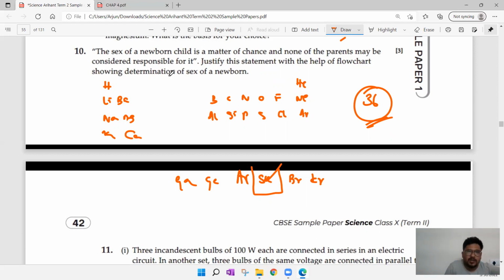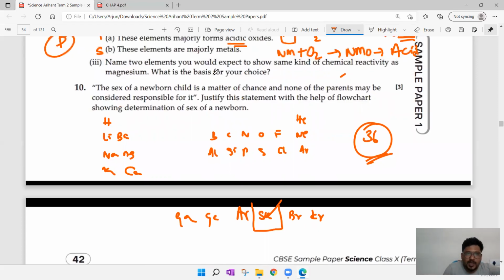Okay, leave it. What have they asked? Name 2 elements you would expect to show the same kind of chemical reactivity as magnesium. Of course, this is a direct question from the textbook, an in-text question. What is the basis for your choice? Magnesium is here, and elements present in the same group will have the same properties. So you can write the answer as beryllium and calcium. And the basis of your choice: because beryllium and calcium belong to the same group, the second group. That is the answer you can write.